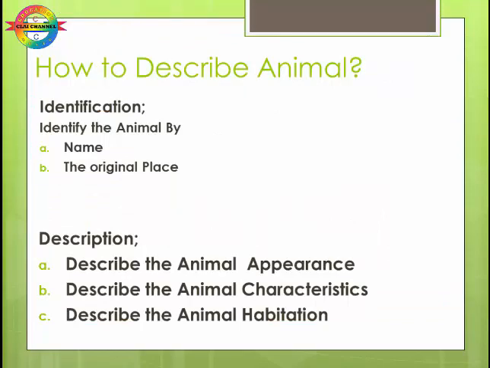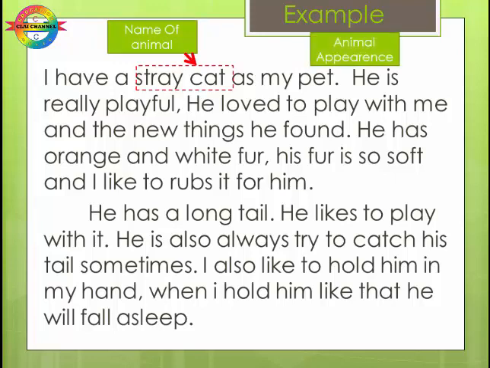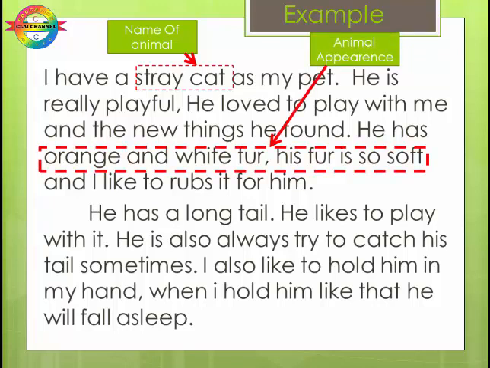Now, how to describe animal? To describe animal we can identify them by name and the origin place, but some descriptive texts don't need to write down the original place. Descriptions: describe the animal's appearance, describe the animal characteristic, and describe the animal habitations. Let us see the example of the description of animals. Name of the animal: cat, yeah, it means like cat. And then animal's appearance. Yes, this is the appearance: orange and white fur.